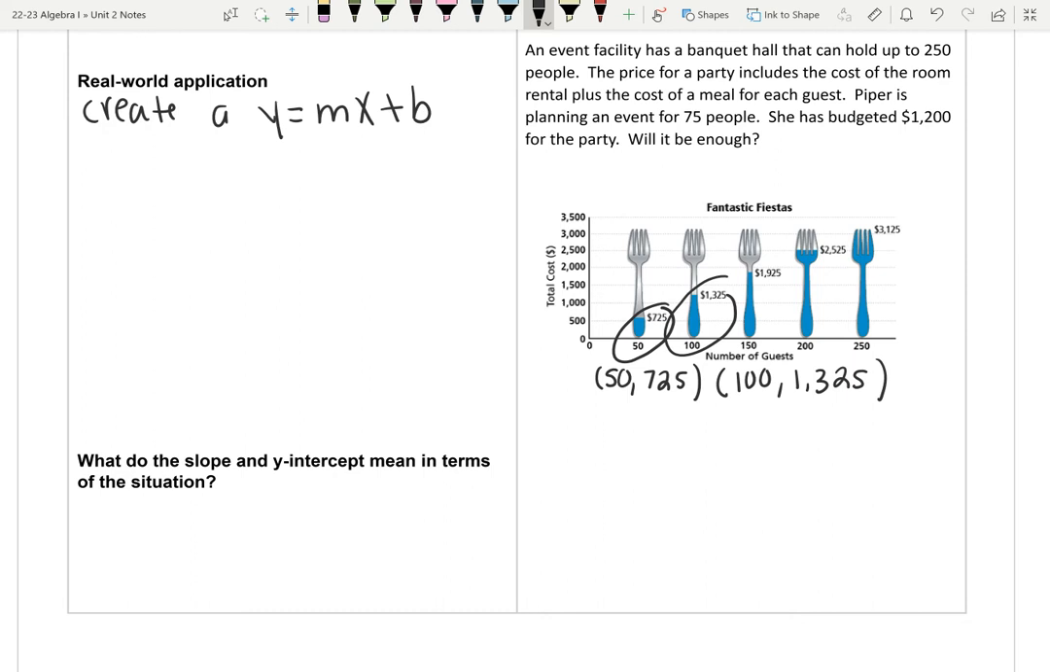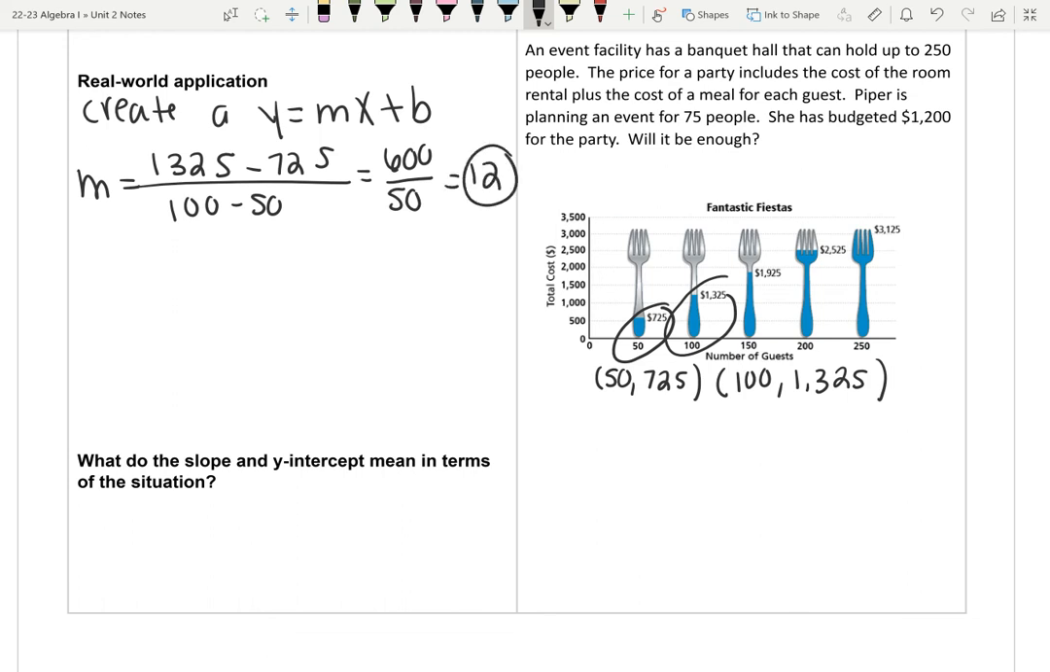So the first thing I want to do is find my slope. So my m is, and I'm going to use those 2 points that I just wrote down there. So 1,325 minus 725 all over 100 minus 50, which gives me 600 over 50. And when you divide that, you're going to get 12. So 12 is my slope. Now, I don't see a clear intercept here, and I can't assume that it's starting at 0 because I don't know if there's a base price or something that you have to pay. So I'm going to pick a point to plug in.